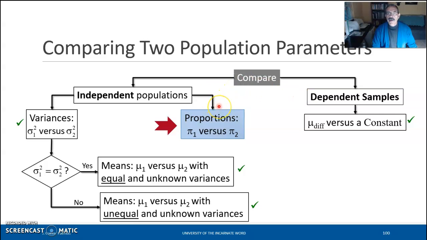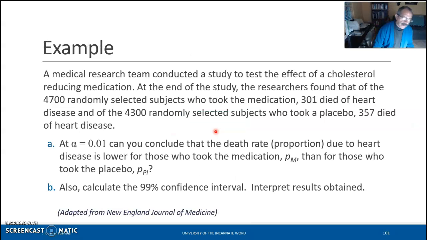So now we're going to talk about the last topic, which is a comparison of two independent populations, but now we want to talk about comparing the proportions. So in this case, we're dealing with a discrete random variable. So this is our last topic in this module. And here's an interesting example.